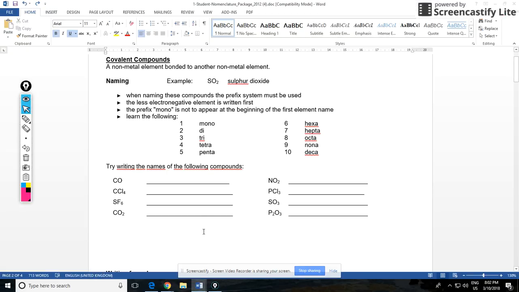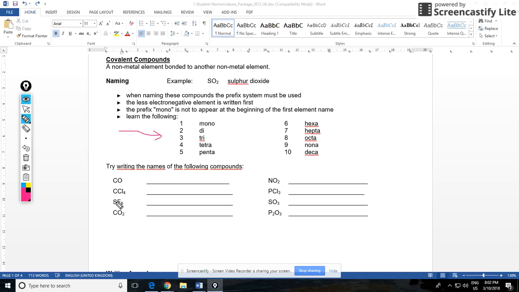In this video, we're going to review how to name covalent compounds. In the last video, we briefly saw how to name covalent compounds with a few examples, and we also saw how to name molecular elements or polyatomic elements. So just a quick reminder that when you're naming covalent compounds, you need to use the Greek prefixes to indicate how many of each atom you have in the compound.